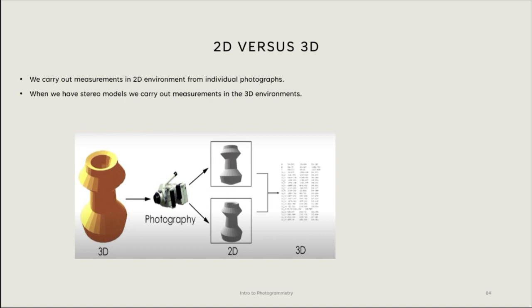This diagram is showing how a 3D image is imaged with the help of a photographic camera, and we are taking two images of this from two different angles to carry out a 3D model. So 3D to 2D and then to 3D in our computer environment, or the determination of the coordinates of the various points in terms of X, Y, and Z. But we can also do the reverse process if we have a two-dimensional photograph of the same object.